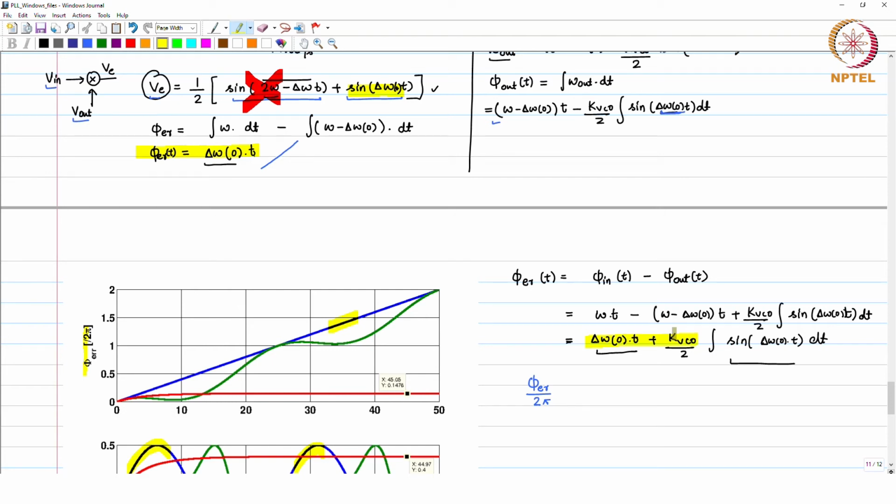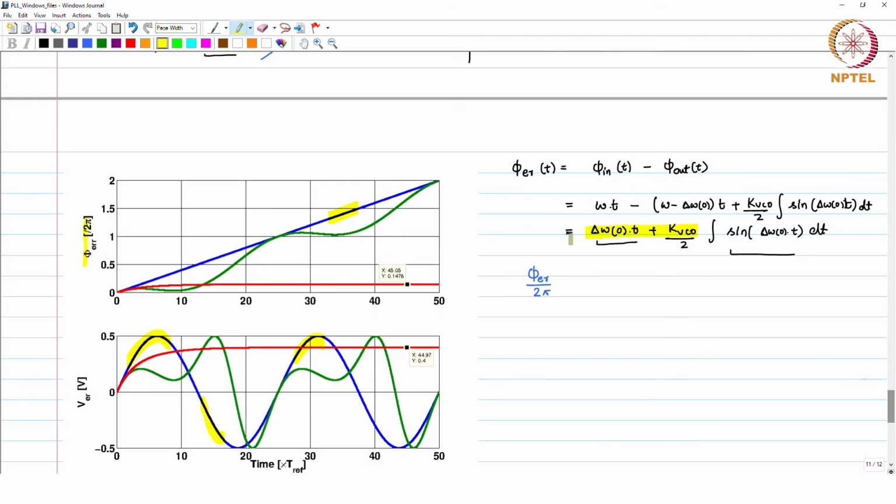In response to the change in the control voltage as per the phase error, you get a new phase error which is shown here. It has a linear term, it has a sinusoidal term. So, then I again plotted this phase error term, and what you see is something like this. It is periodic in nature. So, you have a linear component and you have this periodic component.